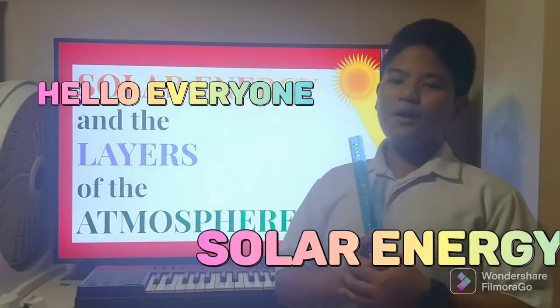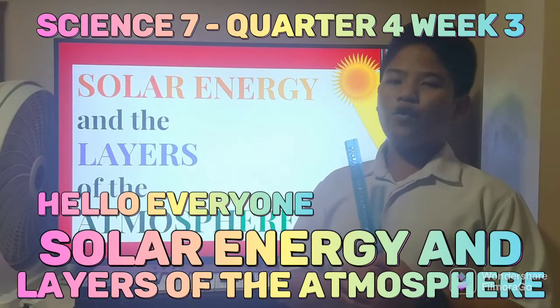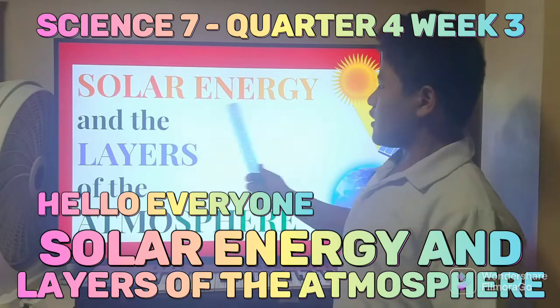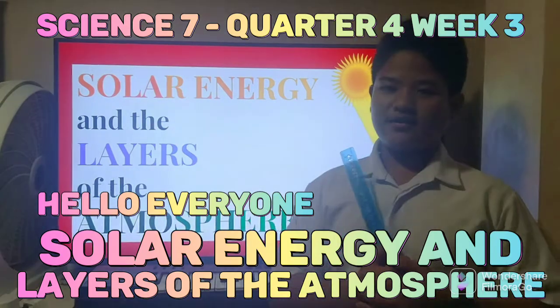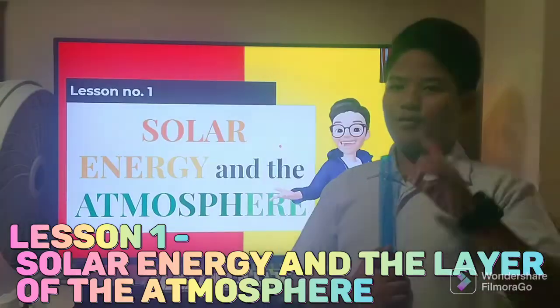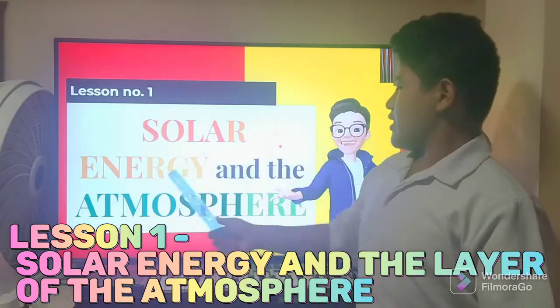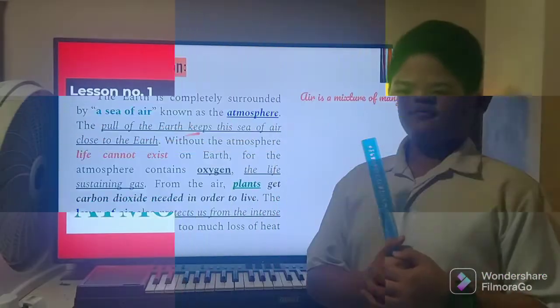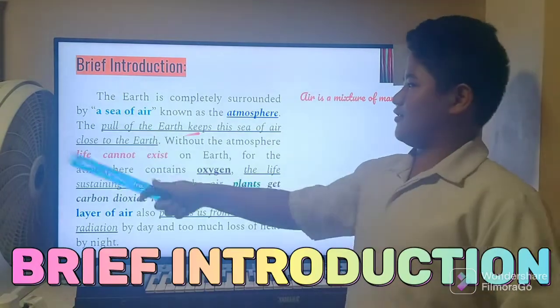Hello everyone! Our topic for today in Science-7 Quarter 4 Week 3 is about solar energy in the layers of the atmosphere. Lesson number 1: Solar energy in the atmosphere. This is the brief introduction.